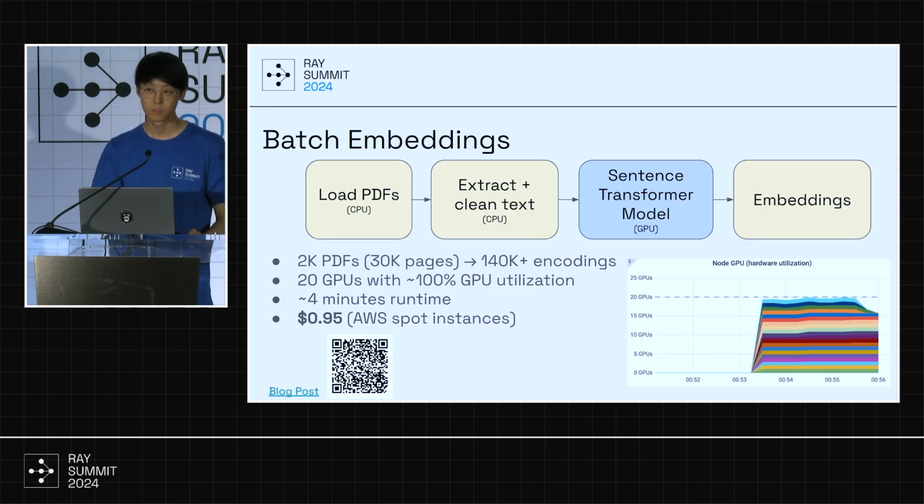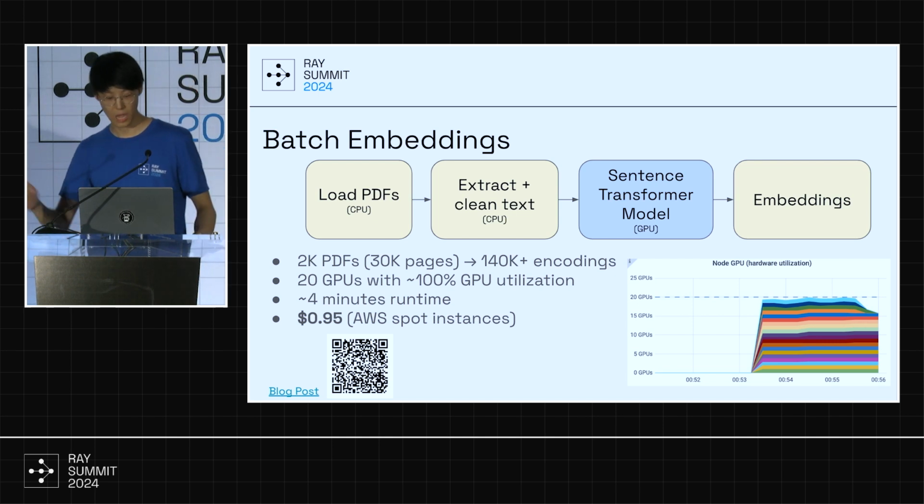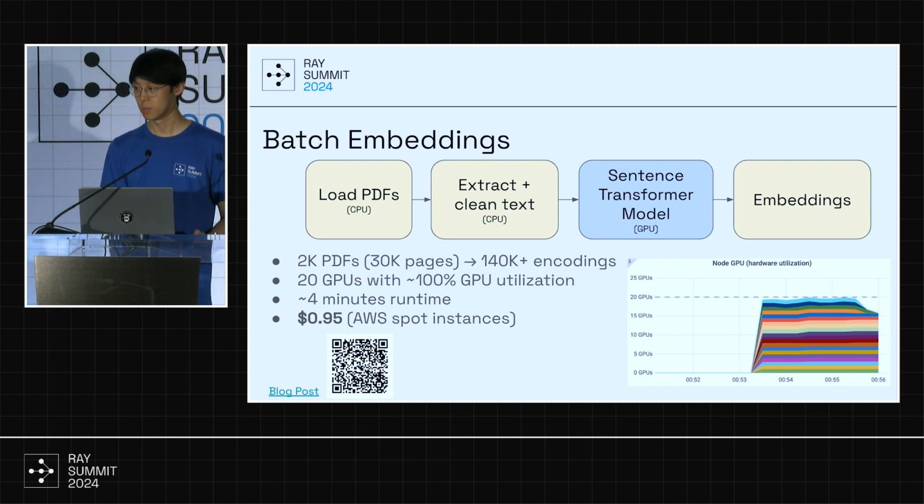Cool. Now let's take a look at a few case studies on how we actually apply these workloads. This is an example of taking some input PDFs and generating text embeddings. For this example, we took about 2,000 PDFs, which have about 30,000 pages, and we were able to generate about 140,000 encodings. For this workload, we used 20 GPUs, and it took about 4 minutes to run. The estimated cost, if we use AWS spot instances, is around 95 cents. You can see from this graph that we have basically 100% GPU utilization, taking advantage of streaming execution to really maximize GPU utilization.